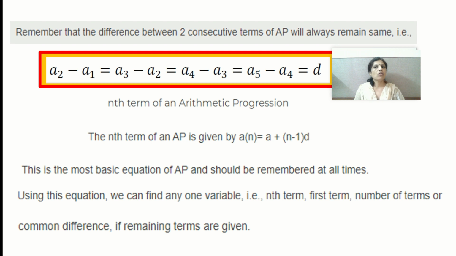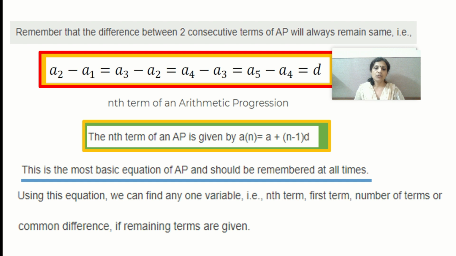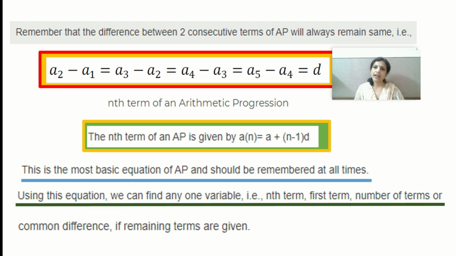Then the nth term of an arithmetic progression is given by the formula an is equal to a plus (n minus 1) into d. Please remember that this is the most basic equation of arithmetic progression and it should be remembered at all times. Using this equation, we can find any one variable, that is the nth term, the first term, the number of terms, or the common difference if the remaining terms are given. So this is one of the very important formulas of arithmetic progression, to find the nth term.